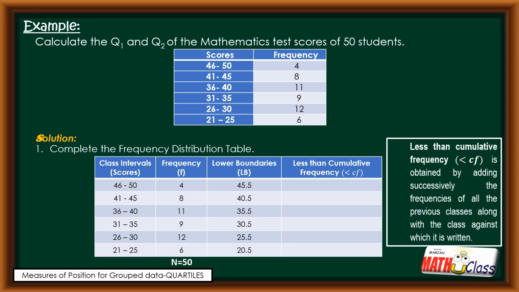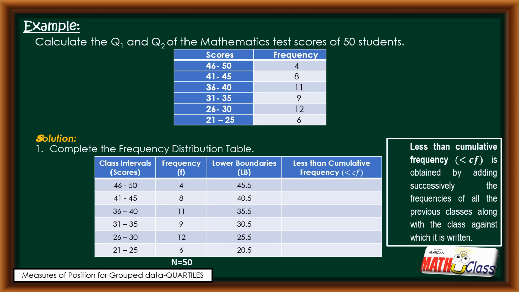For our last column, the less than cumulative frequency is obtained by adding successively the frequencies of all the previous classes along with the class against which it is written. Technically, a cumulative frequency distribution is the sum of the class and all the classes below it in a frequency distribution. In this type, the cumulation begins from the lowest to the highest size. So we will start from the bottom.